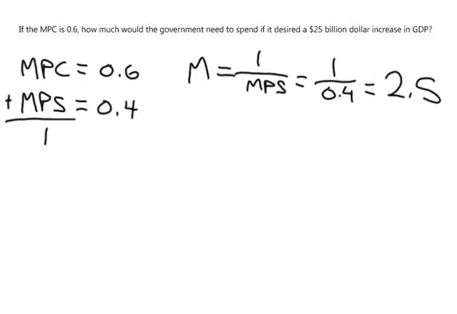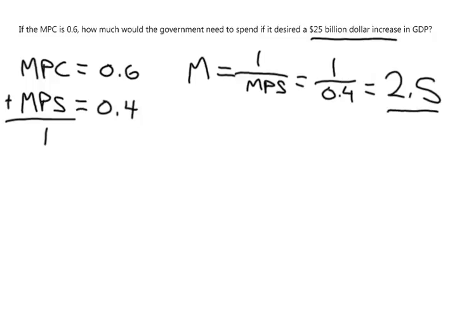So now we've got enough information that we can start to figure this out, but it's a little bit different than some of the examples we've seen in class. Here, we know our multiplier is 2.5, and we know how much we want to get to, but we know that because of that multiplier, we don't have to spend all $25 billion to fill that gap. We only need to spend a little bit and let it have its impact. Let it spread out and have that multiplied impact.